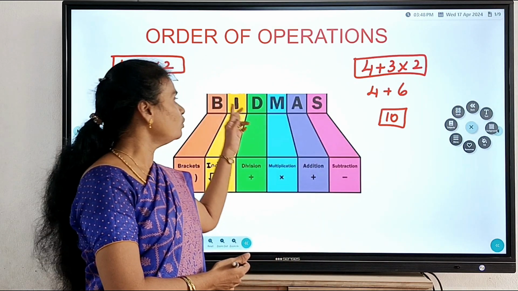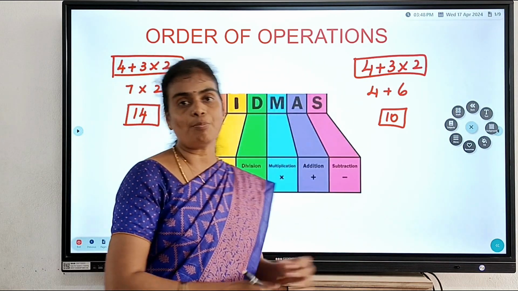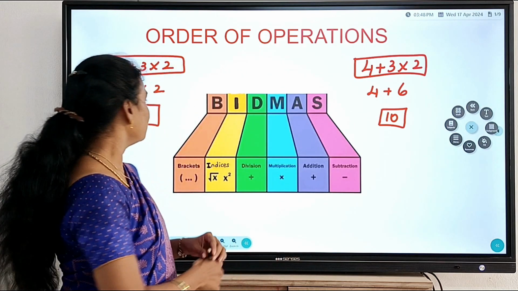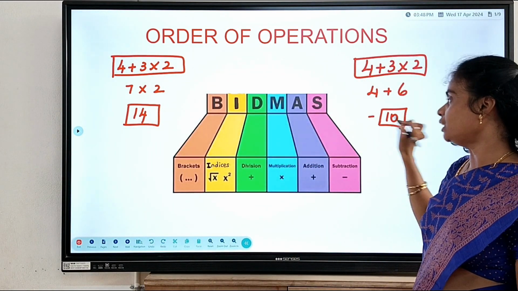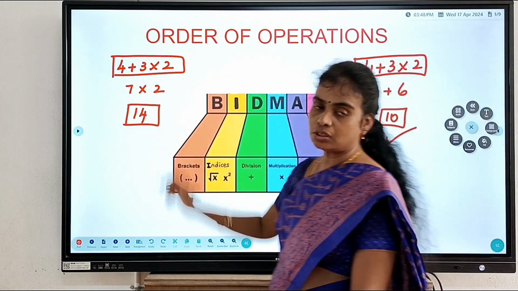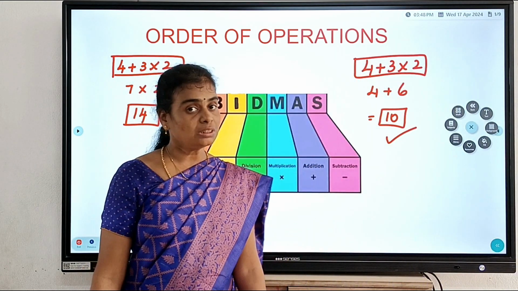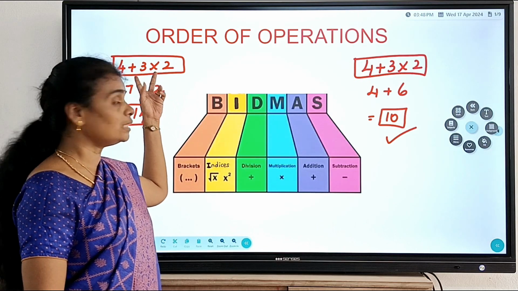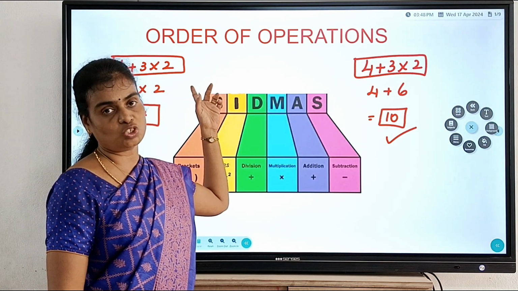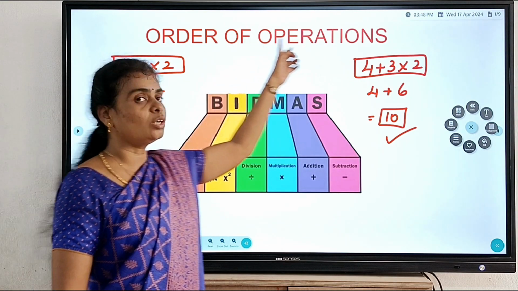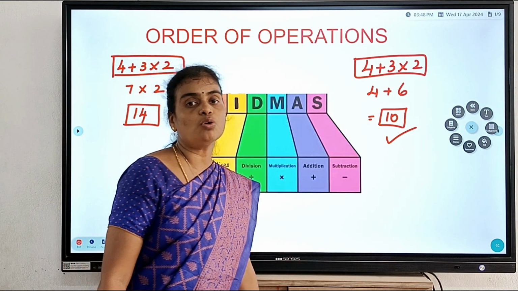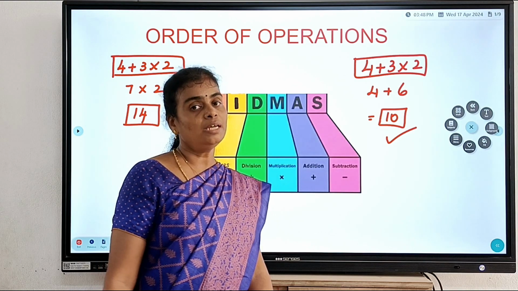For this we have to use the order of operations. Here I can say that 4 plus 3 into 2 equal to 10 is the right answer and not 14. Because when two or more signs are involved in a single equation, we have to solve according to the order of operations. That is what we are going to learn before going into the exercise.